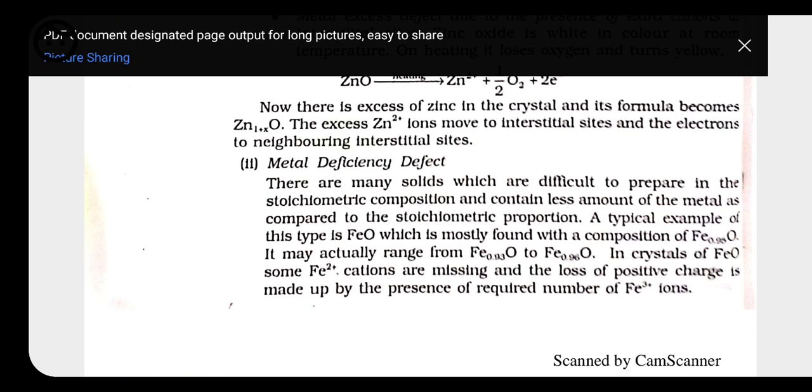What do you mean by metal deficiency defect? This type of defect is shown only by those type of metals which have the tendency to show variable oxidation state. Like if we take an example of iron, iron has the tendency to show plus 2 also, plus 3 also. Copper has the tendency to show plus 1 and plus 2 both. So this type of deficiency is shown only by those metals which have variable oxidation state.